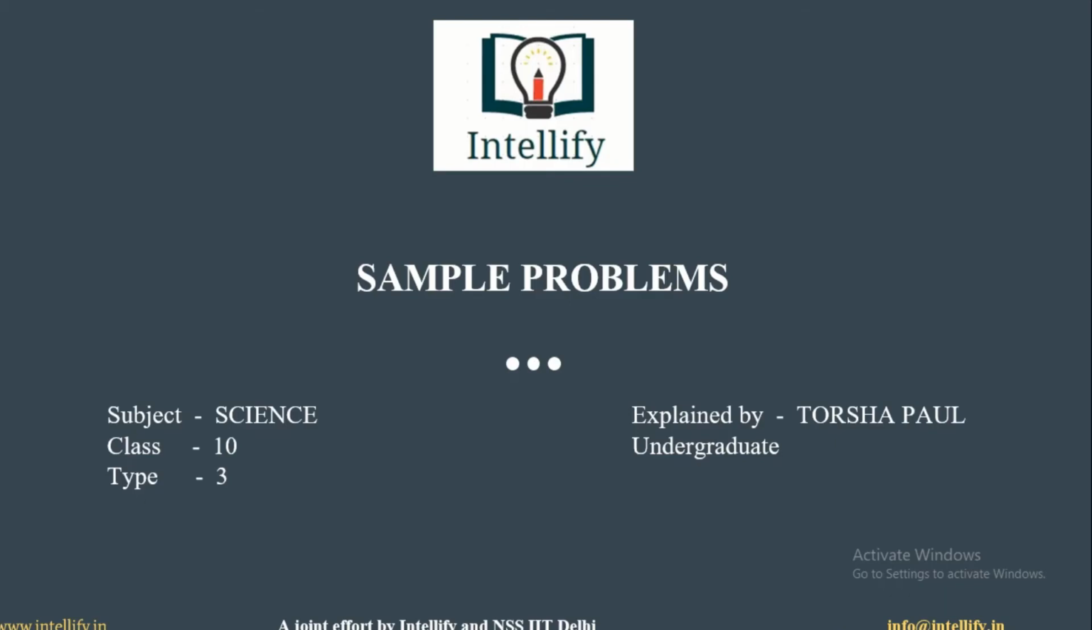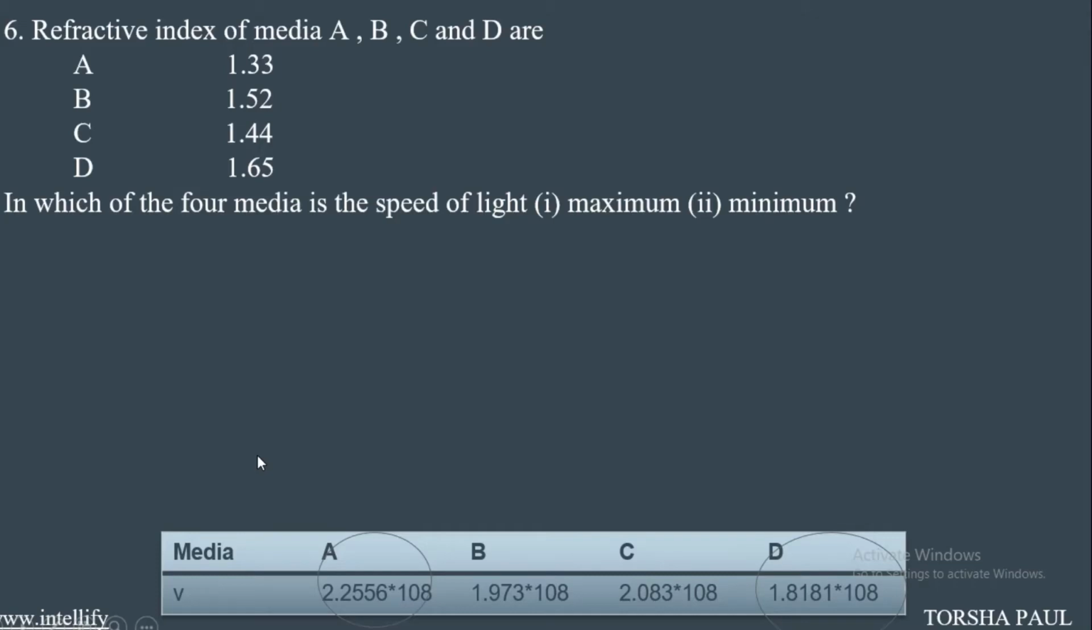Today I am going to teach sample problems on science subject for class 10th. In the sample problems I am going to take the questions 6 to 10, okay? Sixth question. Refractive index of media A, B, C, D are given. In which of the four media is the speed of light maximum, second minimum?